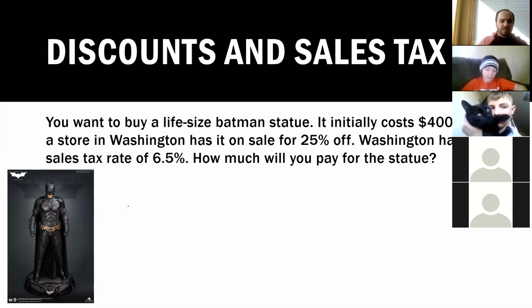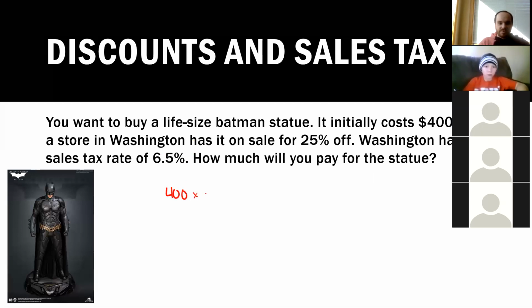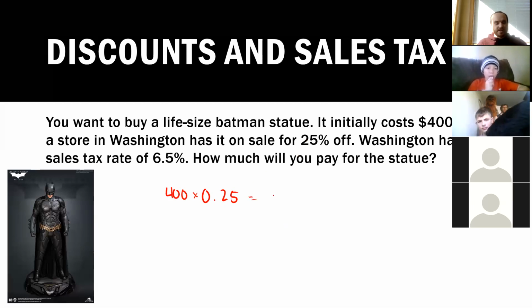Okay. So let's go ahead and calculate our discount first, right? Because that's how we want to start. So first we need to do 25% of 400. So we're going to take $400 times 0.25, which is just 25% as a decimal.